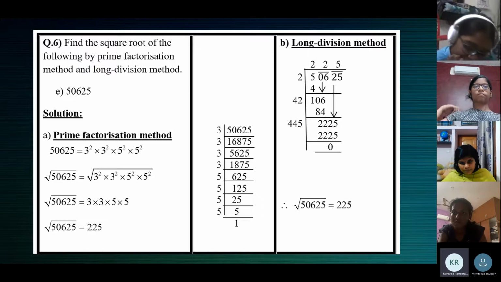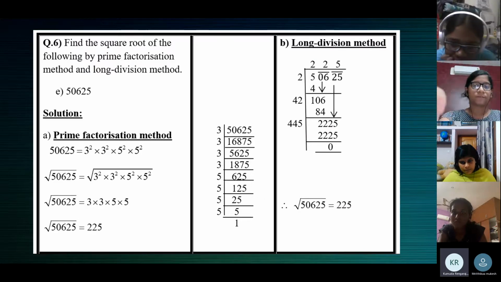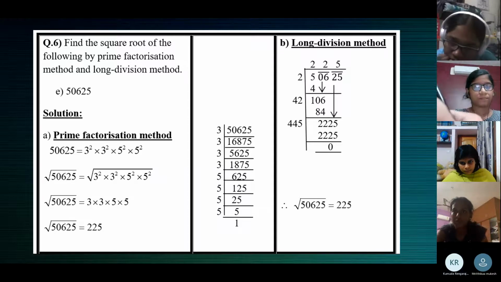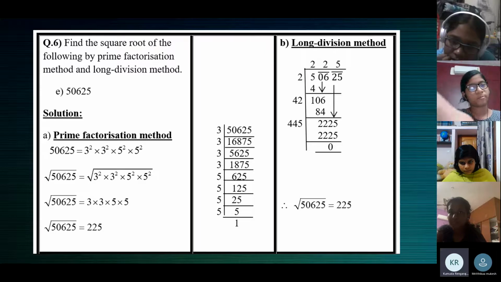I'll be sharing the next lesson plan on squares and square roots. Watch the videos. If you can complete the contents of the videos in your classwork, complete it. Otherwise, at least understand them. And there'll be a test based on the contents of that video in the next class.